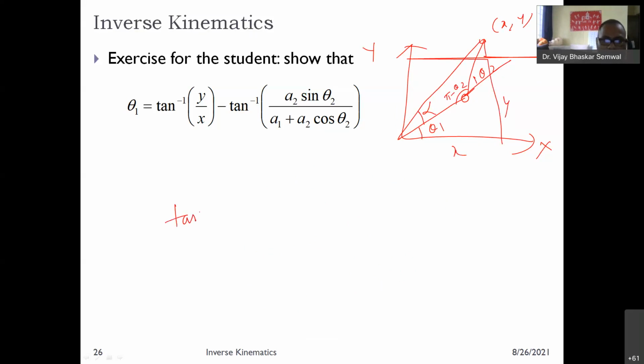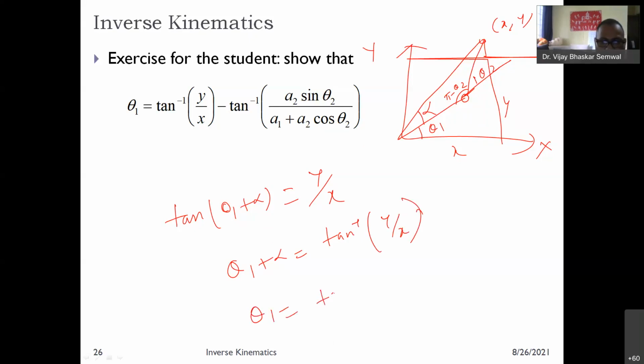What is tan(phi plus alpha)? Samriddhi, can you tell me the answer? Sujit, can you tell me the answer? What is tan(phi plus alpha)? What should it be? It should be y upon x. So y upon x. Okay. So then theta 1 plus alpha becomes tan inverse y upon x. Okay. Now I need to calculate theta 1. So how will it be? Tan inverse y upon x minus alpha.